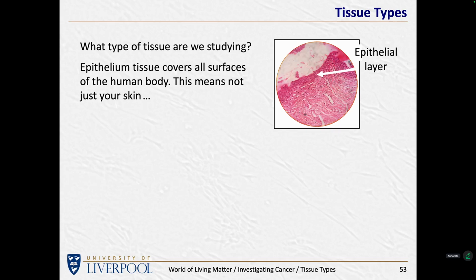So what type of tissues are we studying? Well, we have studied esophageal tissues, and we're now studying oral tissues. Epithelium tissue covers all surfaces of the human body. In other words, not just skin, but also the esophagus and the mouth.